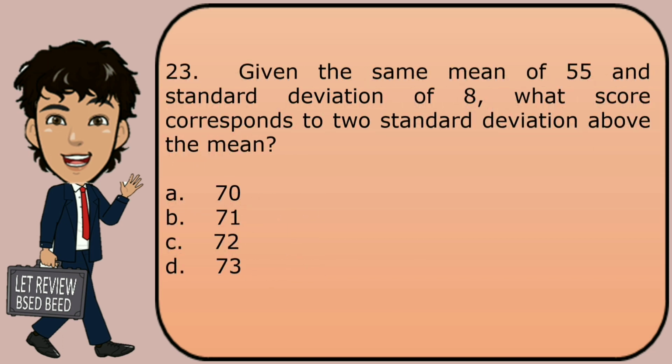(23) Given the same mean of 55 and standard deviation of 8, what score corresponds to 2 standard deviations above the mean? A. 70. B. 71. C. 72. D. 73.